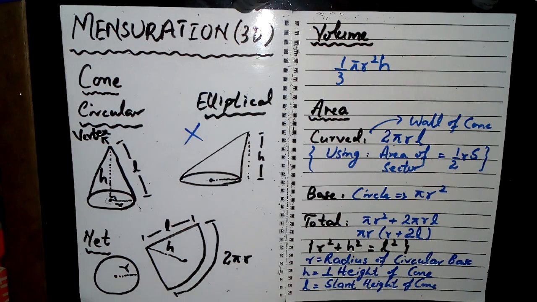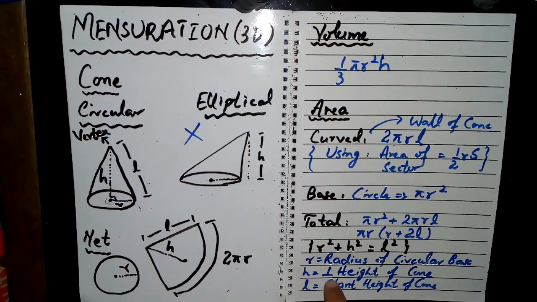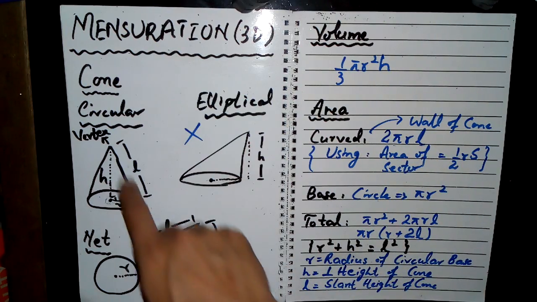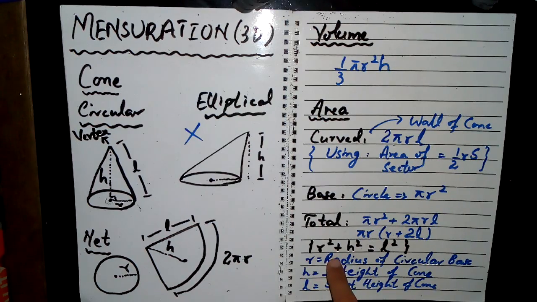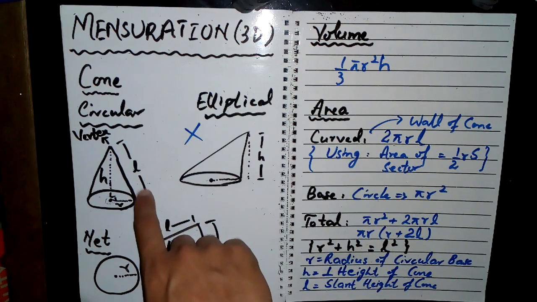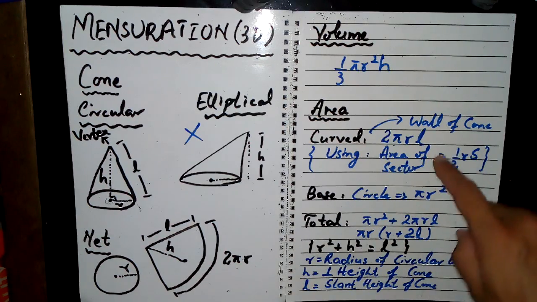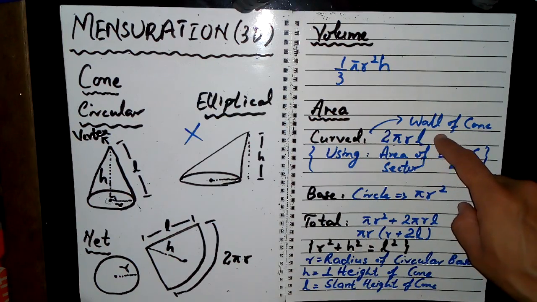Whenever you are asked about the curved surface area only, you will use only this formula. Remember one thing: because it is a right triangle, the Pythagoras theorem can be followed, base square plus perpendicular square is equal to hypotenuse square. If the radius and height are known, you may get the length of the slant height, because it is necessary to find it, as it is used in this formula.